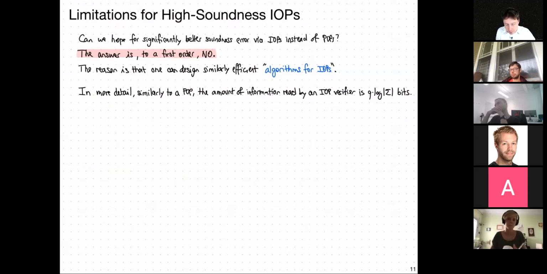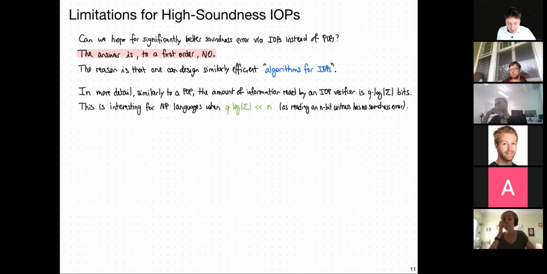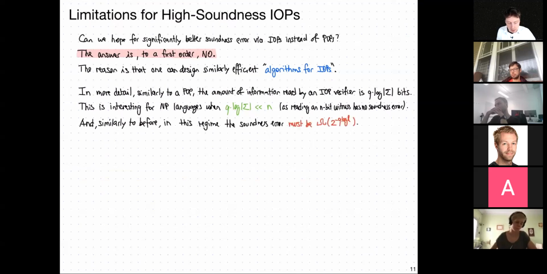In more detail, similar to PCP, the amount of information read by the verifier is Q log sigma. And so when Q log sigma is sublinear, that's when it is interesting. If it weren't sublinear, then of course we're going to have soundness error 0, because you can always stash a verifier in those Q log sigma bits. And basically we can prove that the error must be at least 2 to the minus Q log L, regardless of sigma.